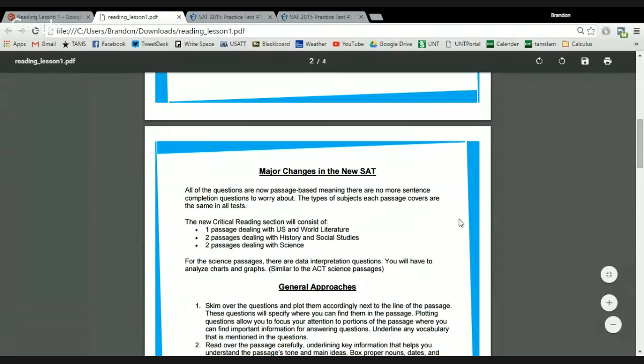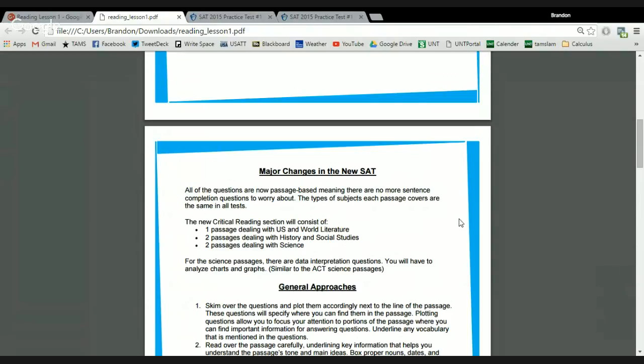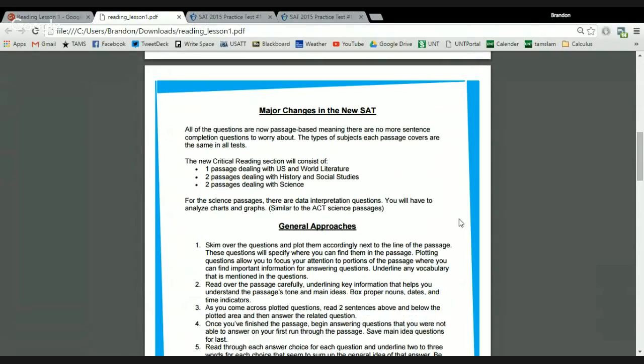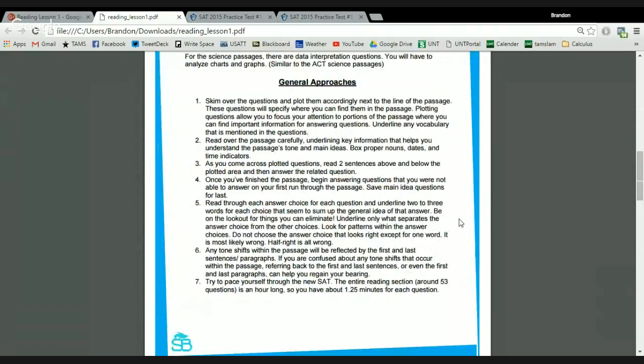Okay, now we're going to move on to some general approaches on the SAT reading passages. So first of all, you want to skim over the questions and plot them accordingly next to the line of the passage. These questions will specify where you can find them in the passage, and you will plot the questions, allowing you to focus your attention to the portion of the passage where you can find important information for answering questions. Underline any vocab that is mentioned in the questions.